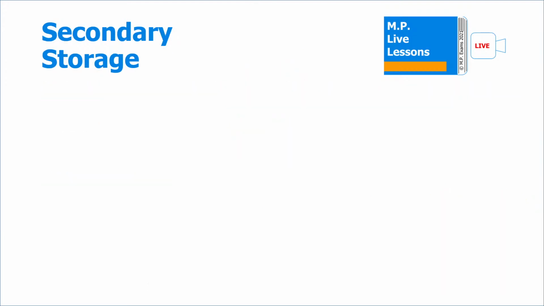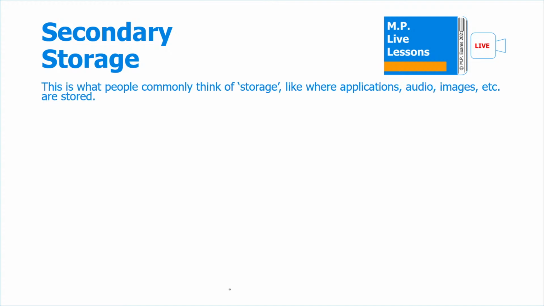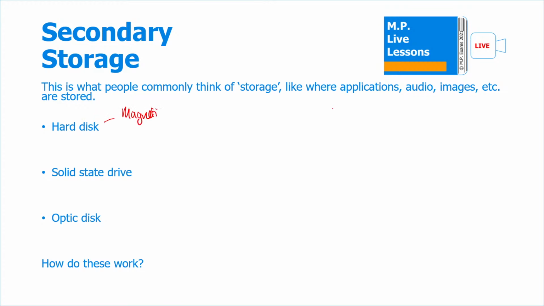Now, secondary storage is what many people think about as storage when they, for example, buy a new phone, transport files over the internet or in pen drives. Now, there are three types of secondary storage you need to know. First one is the hard disk. This is a magnetic disk, and how this is read or written.